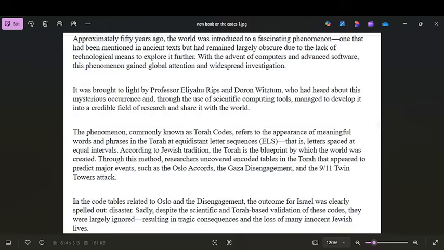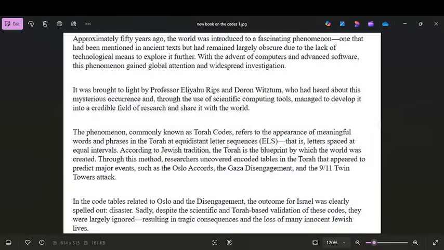According to Jewish tradition, the Torah is the blueprint by which the world was created. Through this method, researchers uncovered coded tables in the Torah that appeared to predict major events such as the Oslo Accords, the Gaza disengagement, and the 9/11 Twin Towers attack. In the code tables related to Oslo and to the disengagement, the outcome for Israel was clearly spelled out: disaster.